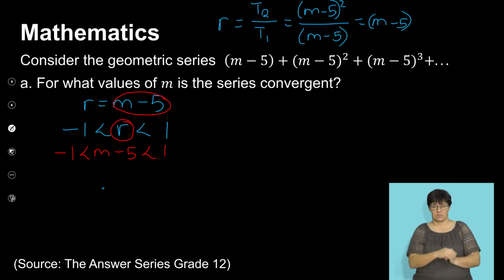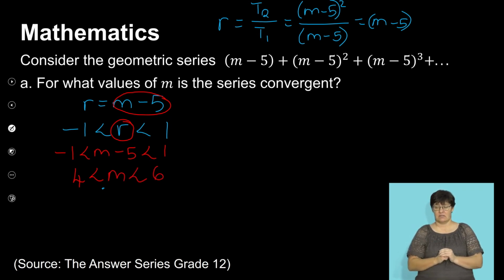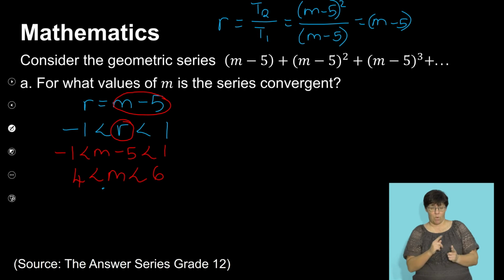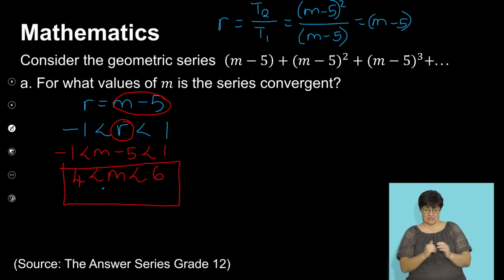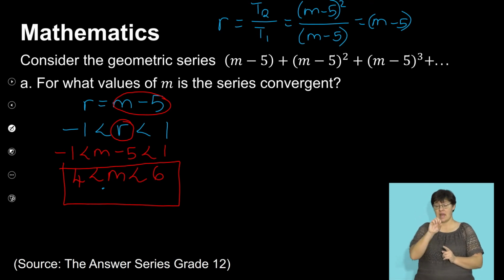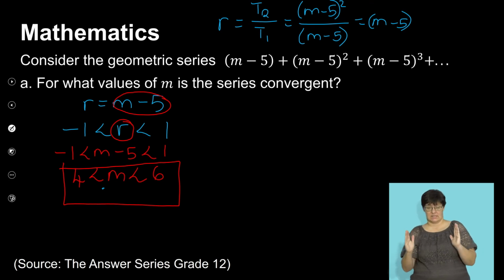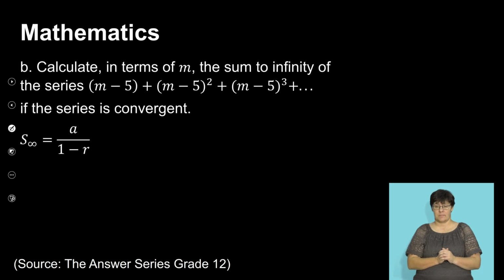So that means that I'm going to have 4, because −1 plus 5 is 4. And then I'm going to have 6. So this statement is saying that m has to be greater than 4 but less than 6. So that means for this series to actually be convergent, m has to be between 4 and 6. That will mean that this sum to infinity can be calculated only if m is between 4 and 6. Cool. Let's have a look at B.